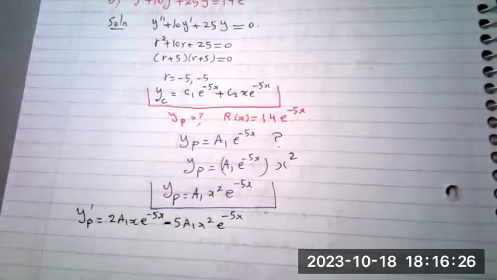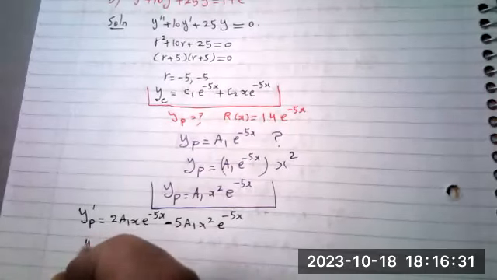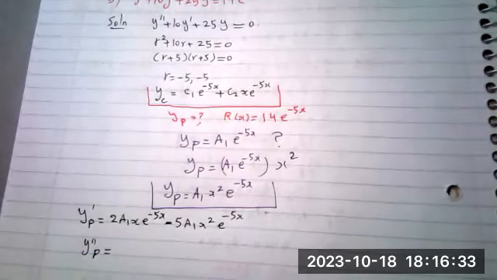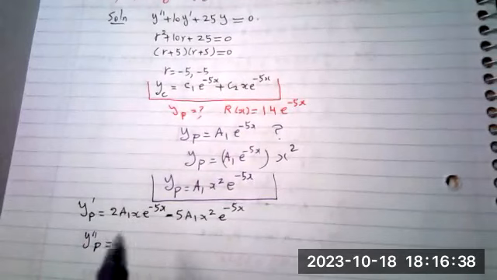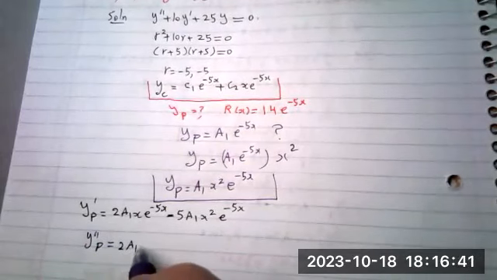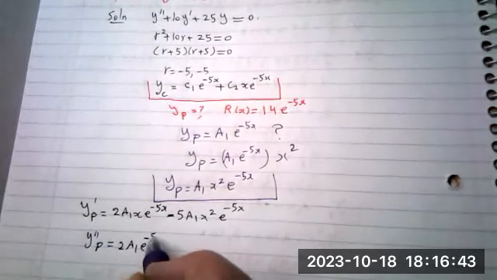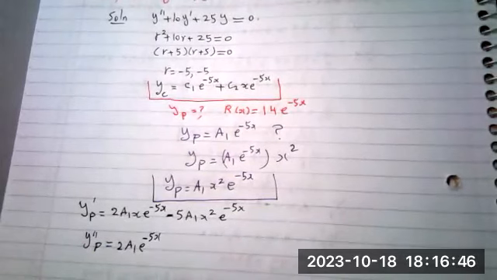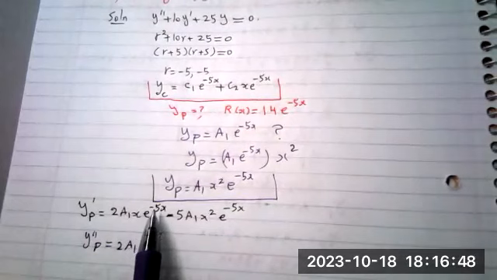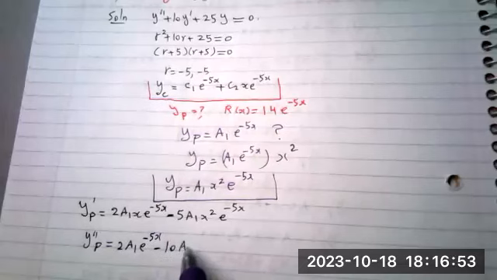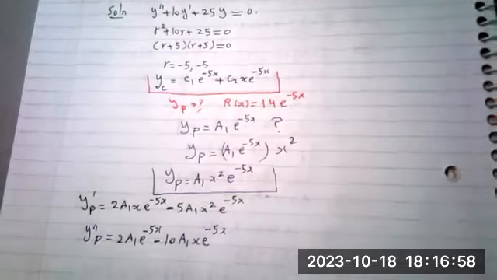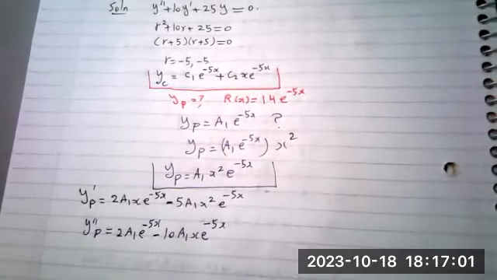Now we differentiate again to get y double prime, carefully. So what's going to be y double prime? For the first one, again, we have to use the product rule. The derivative of the first times second gives you 2, so 2a1 e to the negative 5x. Then second times first gives you negative 5, so negative 5 times 2 would be negative 10. So minus 10 a1 x e to the negative 5x. Just apply the product rule to get this part.